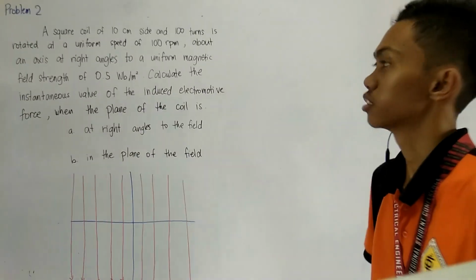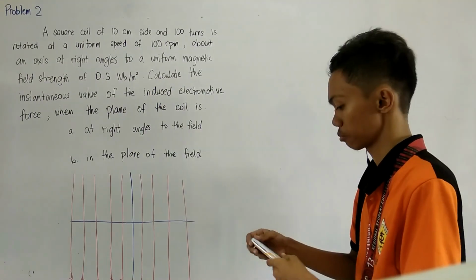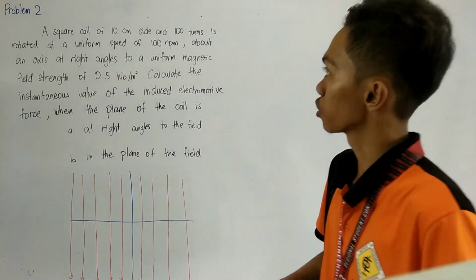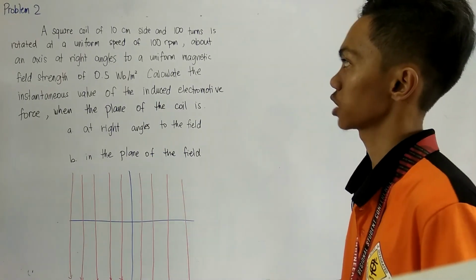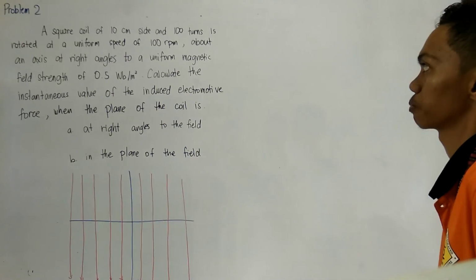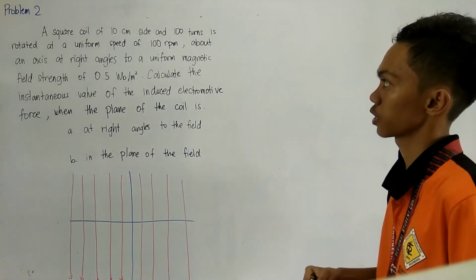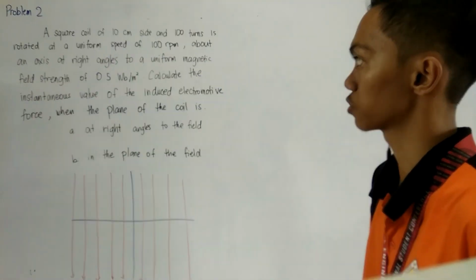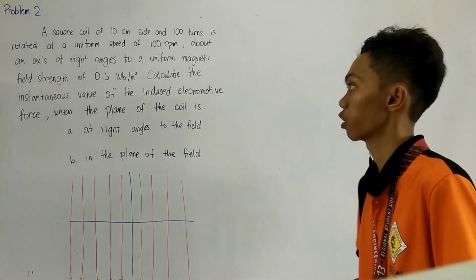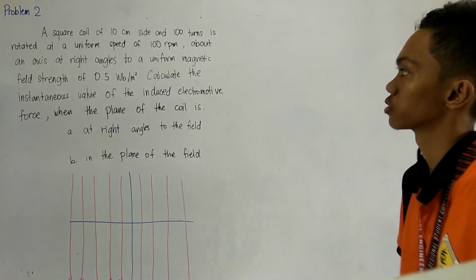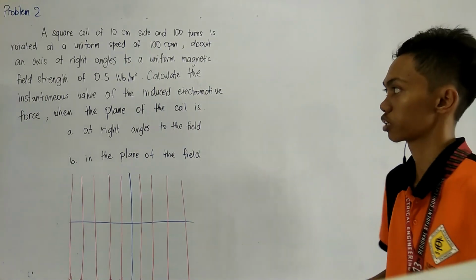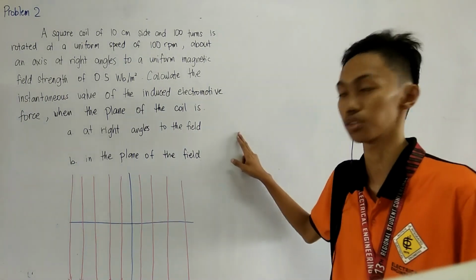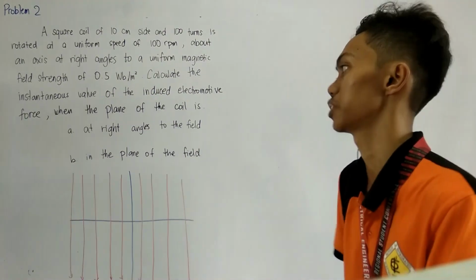So good morning everyone. Let's proceed with our problem number 2. A square coil of 10 cm side and 100 turns is rotated at a uniform speed of 100 rpm about an axis at right angles to a uniform magnetic field strength of 0.05 Webers per square meter. Calculate the instantaneous value of the induced electromotive force when the plane of the coil is at right angles to the field or in the plane of the field.